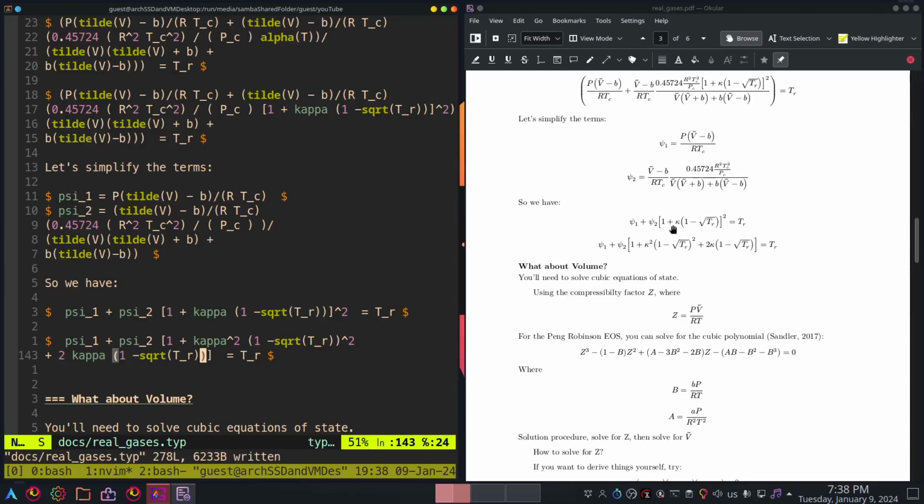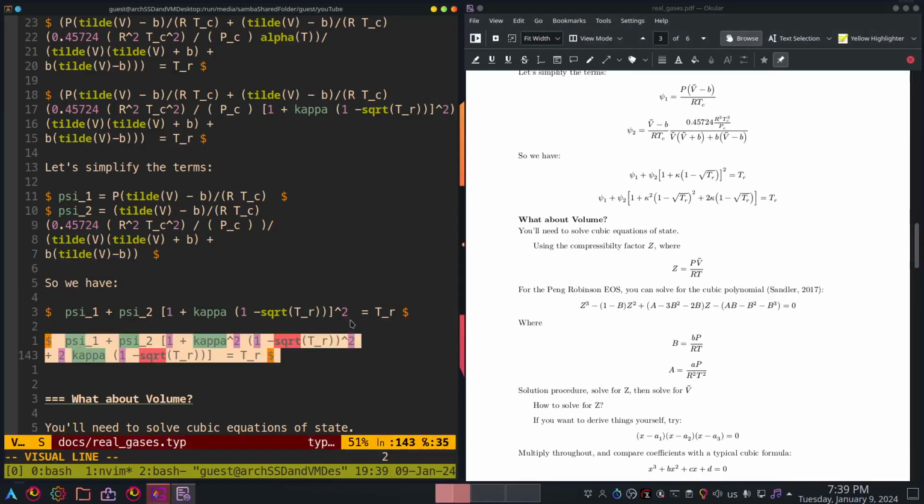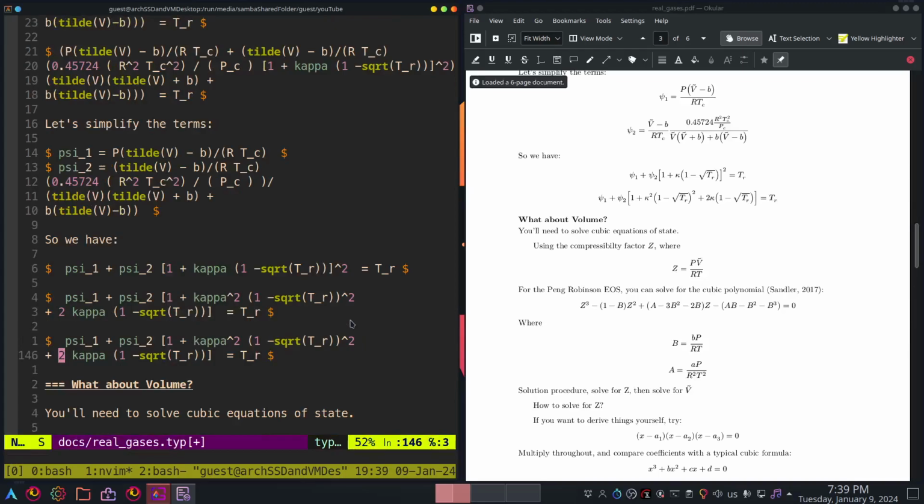So let's check a square, which is 1, 2ab, so 2 times 1 times kappa 1 minus tr, and then b square. So kappa square and this whole thing square. Then we need to expand the quadratic thing again. But before that, I will need to do some tidying up. Let me tidy up a little bit first. So 2 kappa goes here.